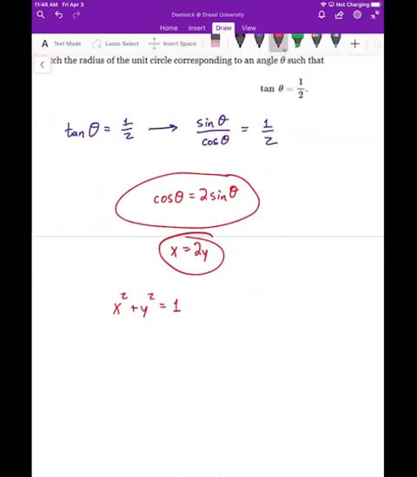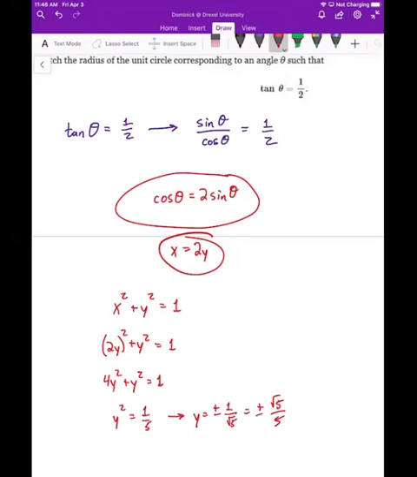So if x is equal to 2y, I can replace x with 2y and square that. So this will give me 4y squared plus y squared is equal to 1. So I'm going to get that y squared is equal to 1/5. So that gives me that y is equal to plus or minus 1 over square root of 5, which we could say is plus or minus square root of 5 over 5.